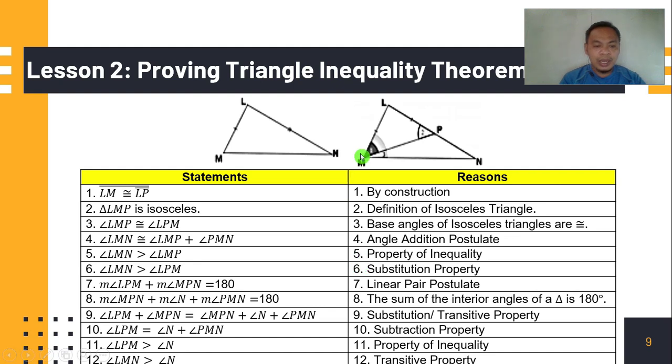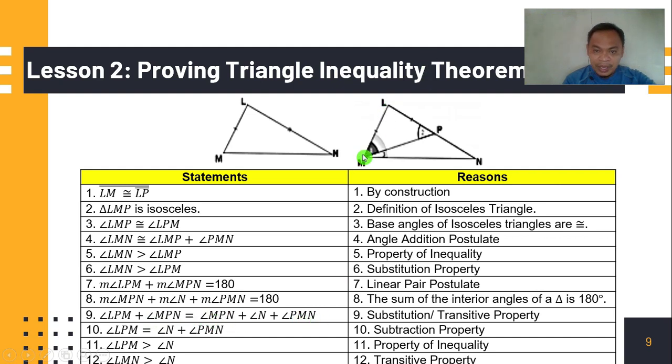Then, angle MPN plus angle N, this one. So, ibig sabihin, this angle plus this angle, and PMN, this angle here, which is angle M, that is PMN, is equal to 180 degrees. Okay? Diba? The sum of interior angles natin triangle is equal to 180 degrees. Okay. So, nagiging ganito. Statement number 9, LMP plus MPN is equal to MPN plus N plus MPN.